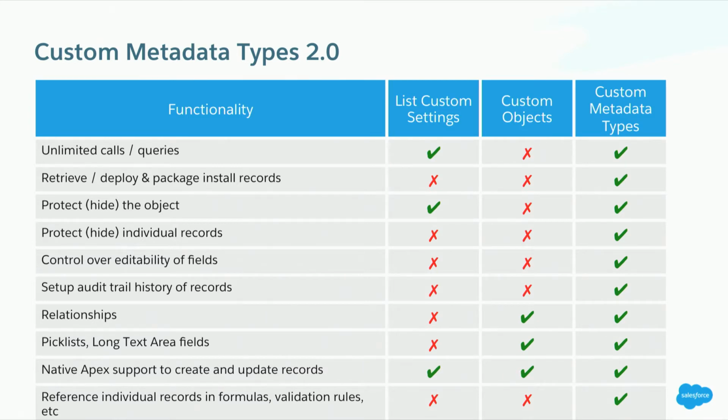First of all, you have unlimited calls, same as custom settings. You can retrieve and deploy records, which we already talked about. In addition to that, we support a way more comprehensive set of fields. We support picklist, long text area fields, and relationship fields on custom metadata types. Those are not available on custom settings. And we provide a way more comprehensive and complex security model. With custom settings, the only thing you can do is hide your custom setting completely. With custom metadata types, you can address it on a record level and on a field level, and I'm going to talk about it in more detail.